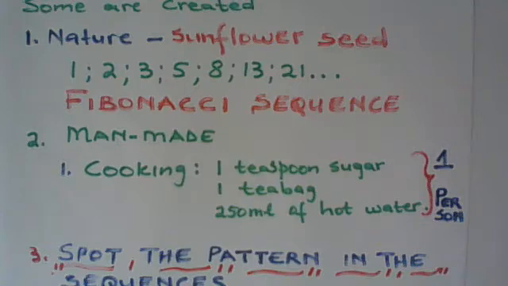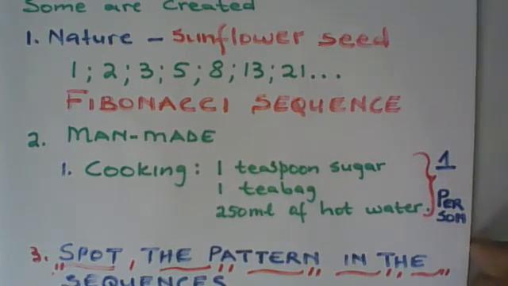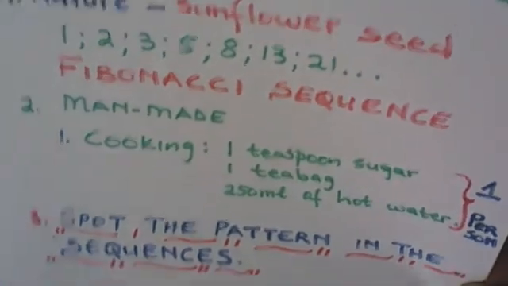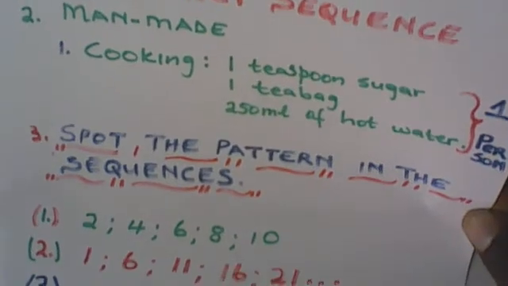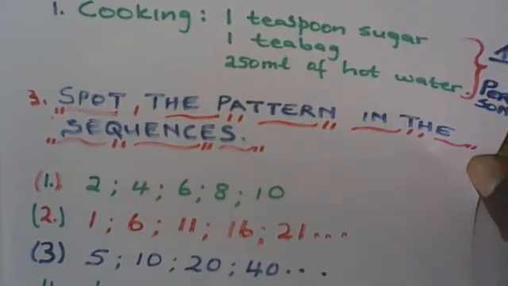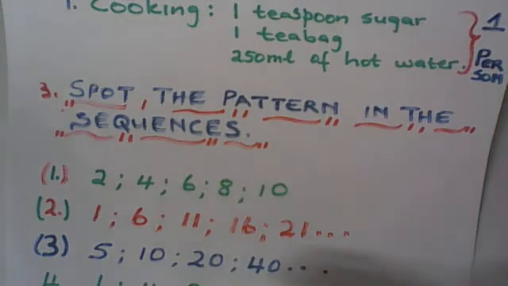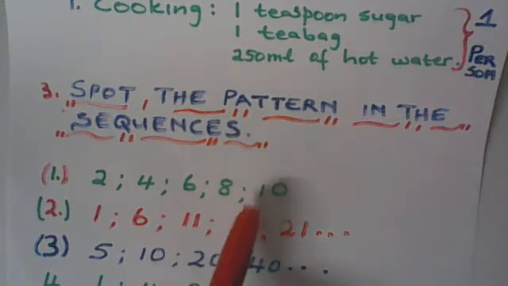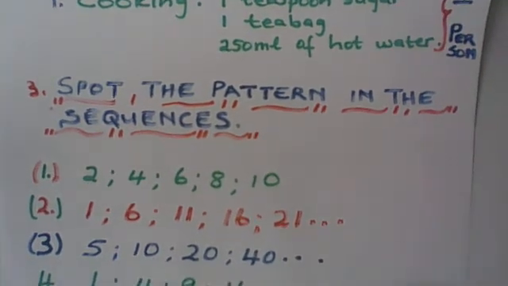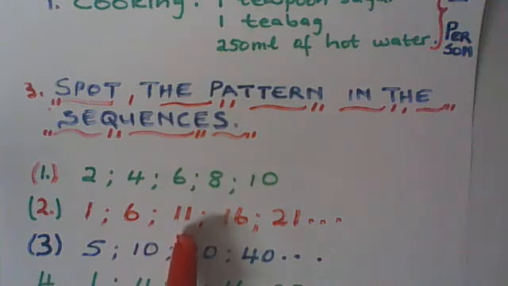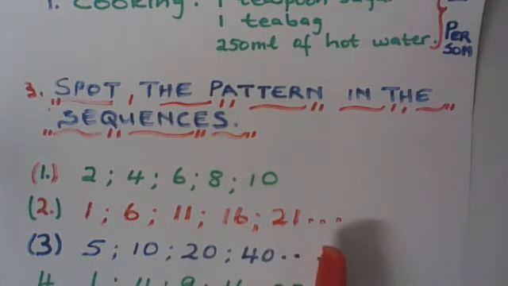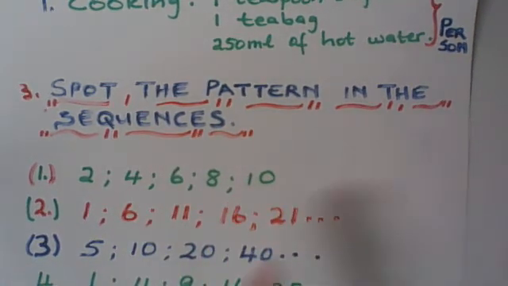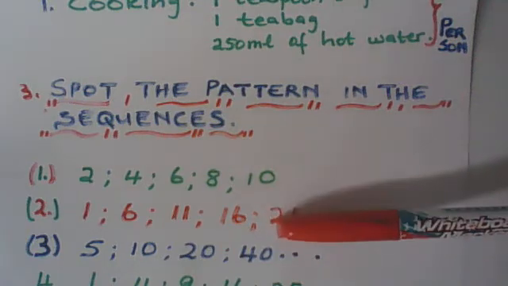Now, how can you spot a pattern? How do we spot a pattern in a sequence? Now, what is a sequence? A sequence is a list of numbers following a certain pattern. Now let's get here. We have this sequence 2, 4, 6, 8, and 10. Now what is the difference between 1, 6, 11, 16, 21, and then we have the 3 dots behind 21? But here in the first sequence, there are no 3 dots. What is the difference between this sequence and that sequence?